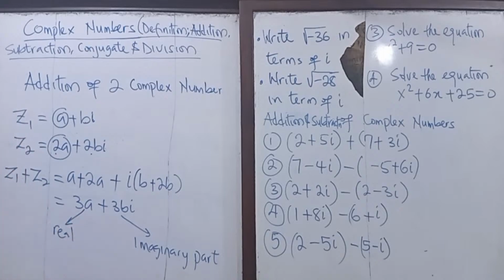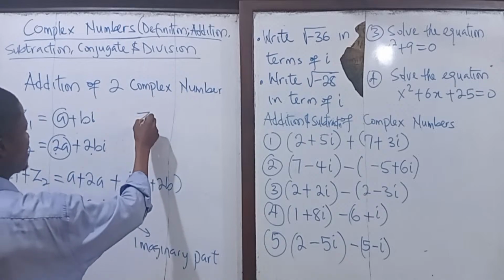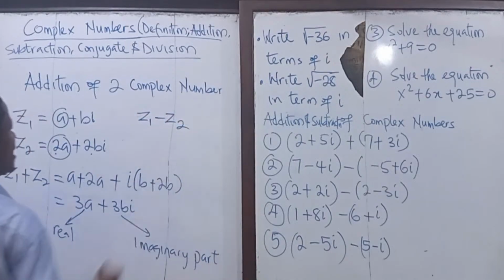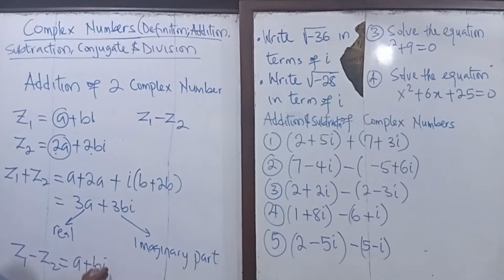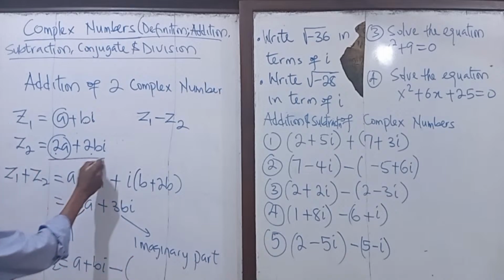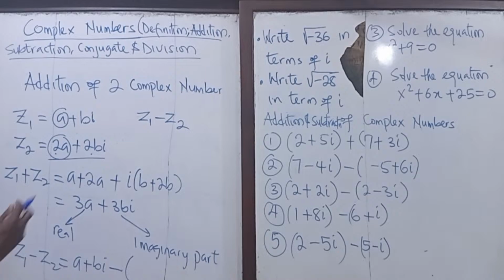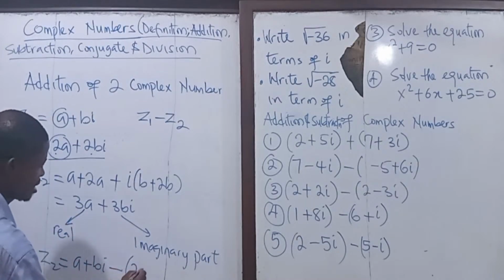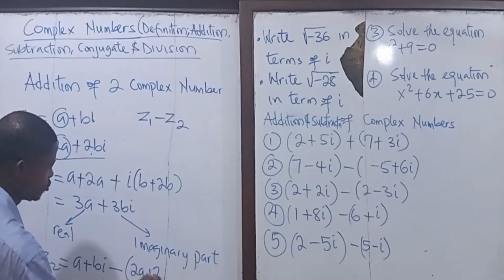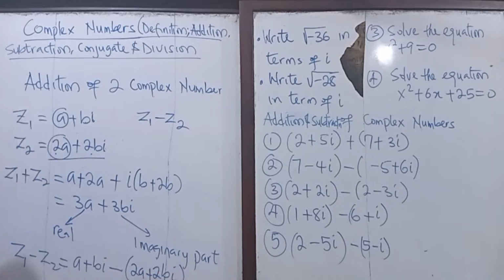Okay, and at the same time, you can also find the z1 minus z2, the subtraction. You can find the z1 minus z2. z1 minus z2 will be equal to a plus bi minus, we're going to open the brackets because the z2 is an expression. It's not a one item. So that will be 2a plus 2bi.